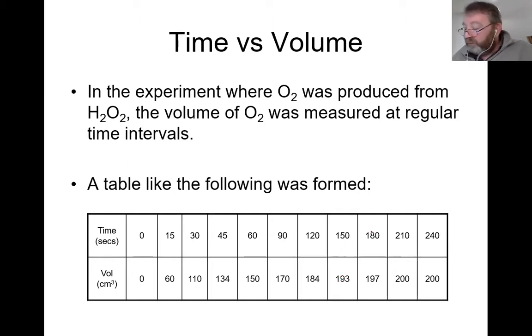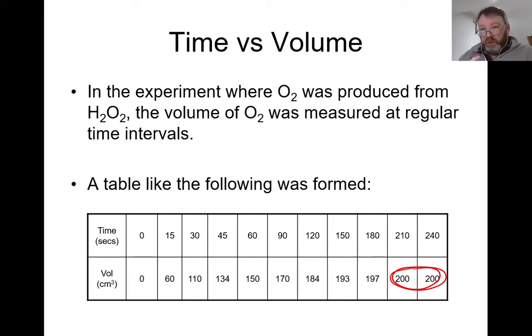After 3 minutes, that's 180 seconds, you have 197 centimeters cubed of oxygen. After 210 seconds, you have 200 centimeters cubed of oxygen. And after a further 40 seconds, you still only have 200. Now, what does that tell me? Doesn't that tell me that there's no further oxygen production?